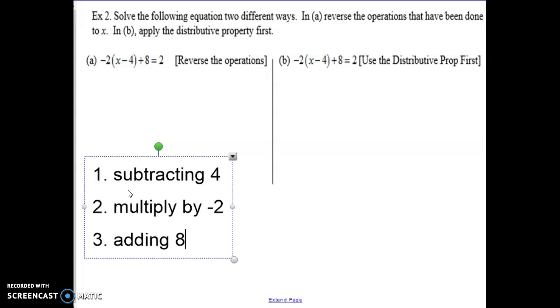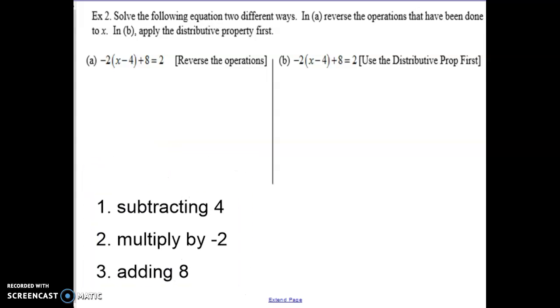And usually adding or subtracting go last, okay? So adding 8. So there is the order of operations if we knew the value of x, but we don't know the value of x. So our job is to solve for the value of x, and how we're going to do that is we're going to reverse the order of operations.